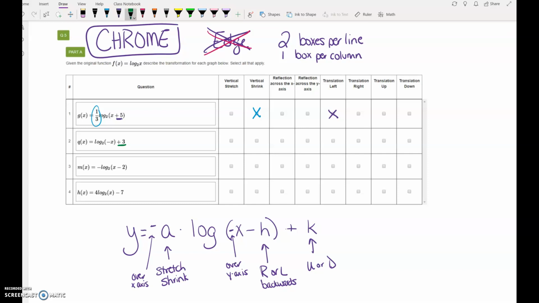That +3, that's normal, that is a translation up. The negative that you see inside, that's that flip over the y-axis that I just talked about. So that is reflection across the y-axis. In the next one, -2, that's talking about that inside, that right or left, and it's backwards. So -2 means right 2.